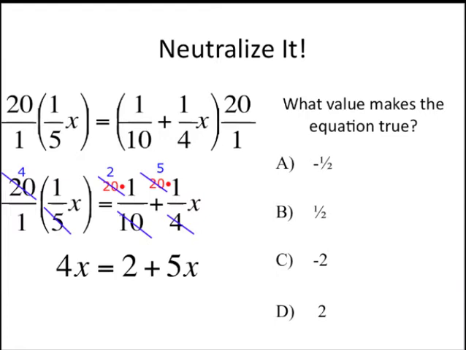Finally, let's solve the simplified equation. What value of x makes the equation true? The solution is -2. To simplify this, we can subtract 5x from both sides, leaving us with -1x on the left and 2 on the right. Then dividing both sides by -1 yields x equals -2.